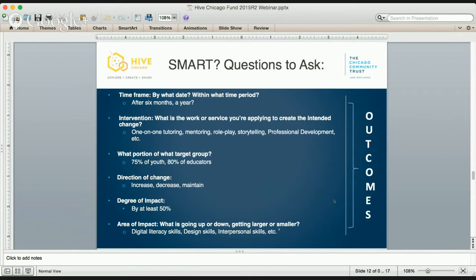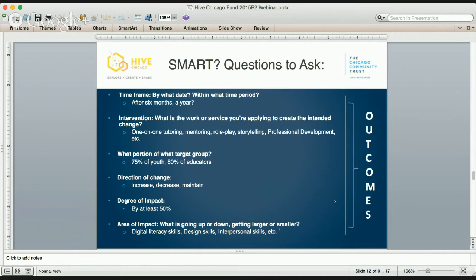And at the end of the slides, there are some resources as to where this information is from. So if you want to look at it more in depth, you can access those resources as well. It's in the slide deck. So keep in mind your time frame. So, time limited, the T. By what date and within what time period are you hoping to do this project? Is it after 6 months that the intervention will have a change or not have a change? Is it a year? That's something that you can incorporate in your outcome.